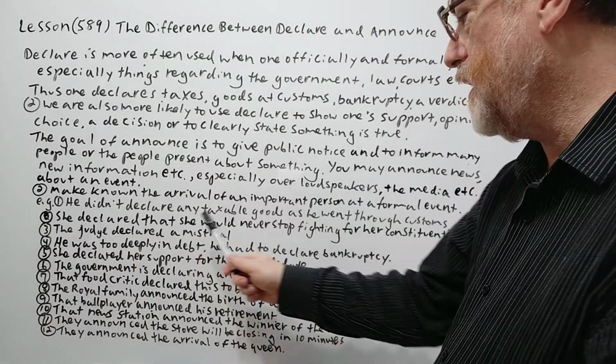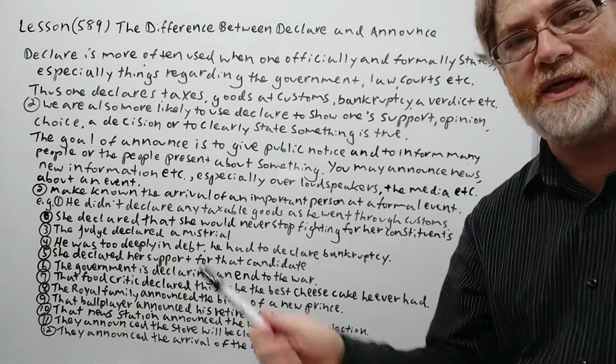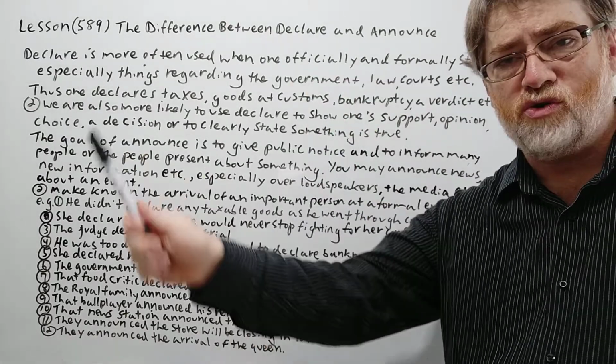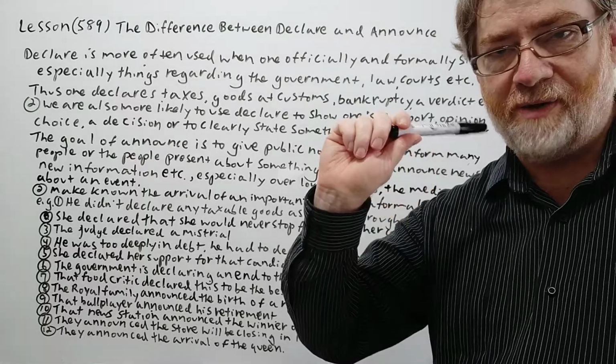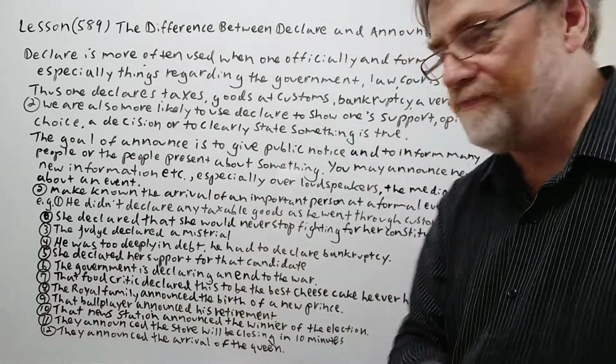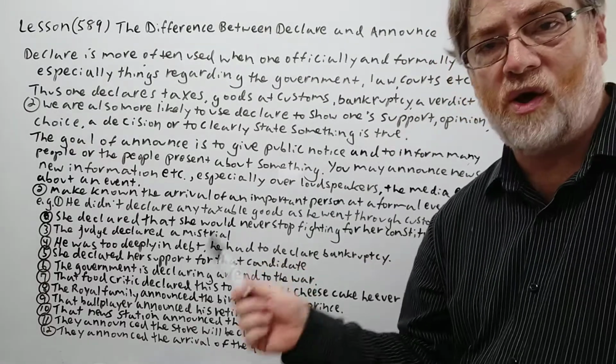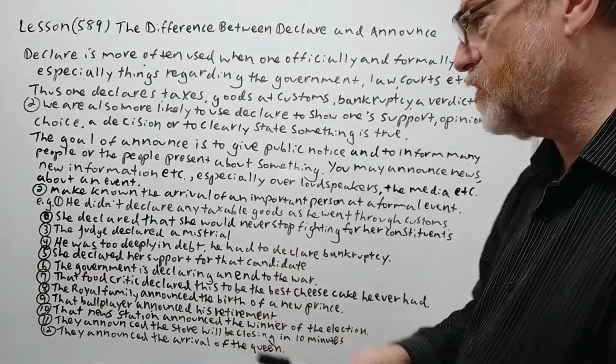Number 2: She declared that she would never stop fighting for her constituents. This is probably a politician, and she's saying this is definitely true, and she's making this an important point so her voters will support her. Number 3: The judge declared a mistrial. Again, court, official. Declare is more common.